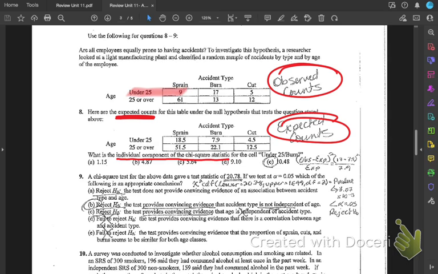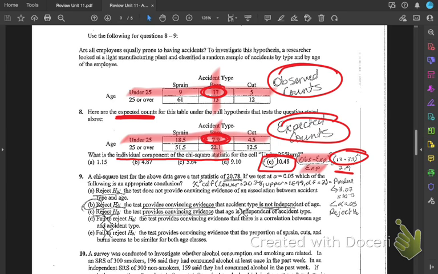Under 25 and burn. All right, so I'm looking there. And so what we need to find here is the observed minus expected squared divided by expected. The observed is 17. The expected is 7.9. We square that, and then we divide by the expected, which is 7.9, and we get 10.48.